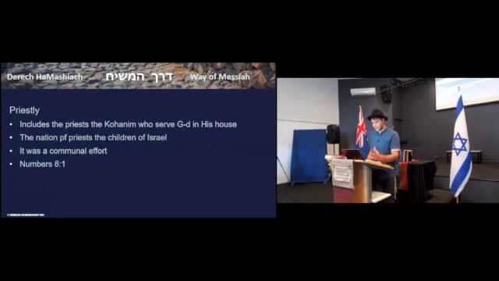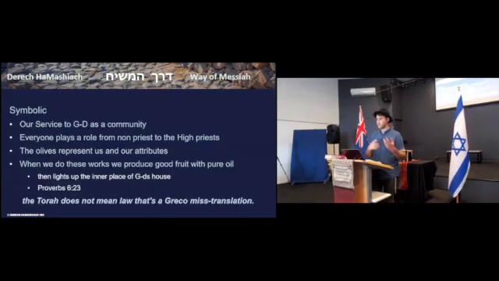Well, I would say these elements are symbolic of our service to God as a community. This is what the menorah represents to the Jewish people. It's our service to God collectively. So everyone plays a role, from non-priest to high priest, because the high priest was the only one who could light the menorah. So the olives represent our attributes. So they're the attributes that we need to produce, as in good fruit. So patience, kindness, kind of like the 3 Ps that can be woven in here. So it's those fruits of the Spirit as well.